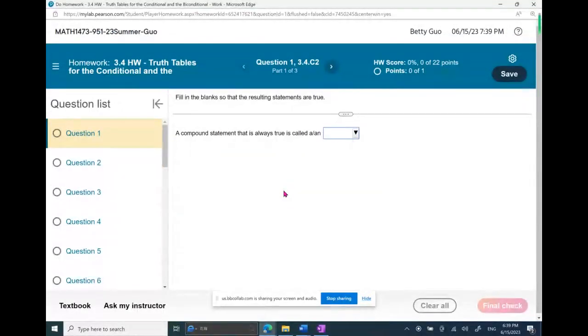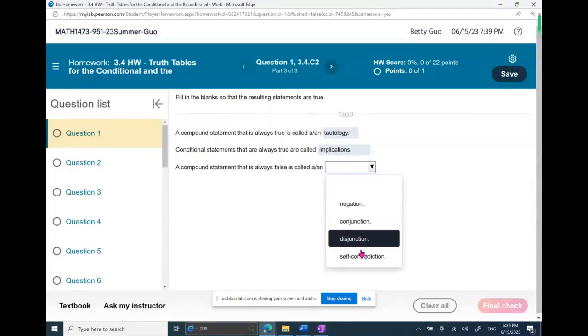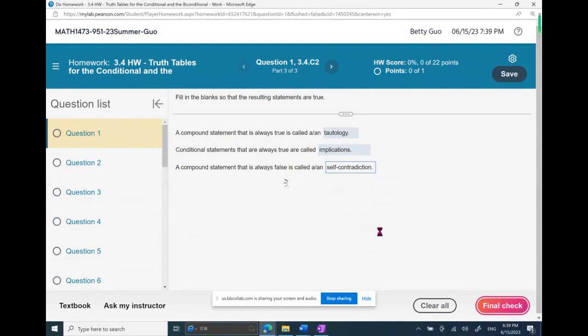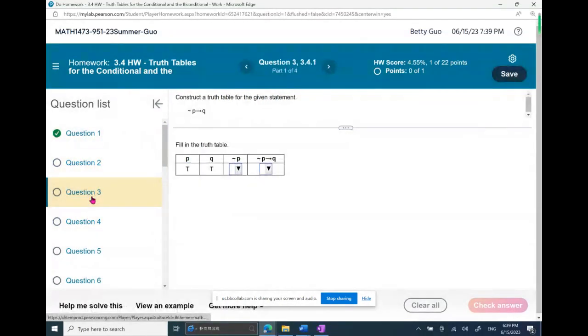A compound statement that is always true is called a tautology. You can figure that out on your own, it's in the guided notes. Conditional statements that are always true are called implications. Those are also in my video. A compound statement that is always false is called a self-contradiction. Those are just simple definitions. Let's skip that and work on the truth table.